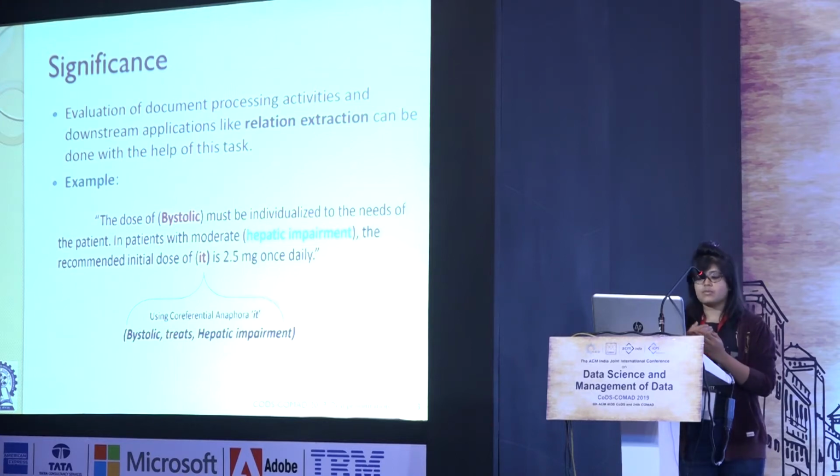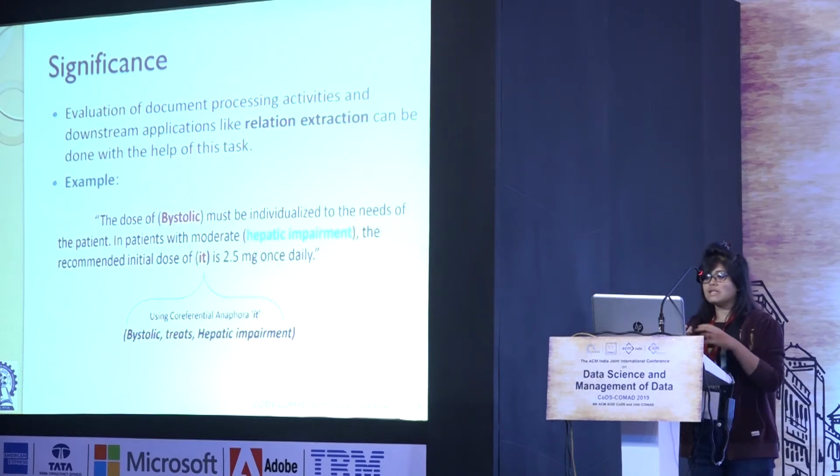So when we concatenate these two sentences and want to extract meaningful information, we need that Bystolic is used to treat hepatic impairment and the recommended dose of Bystolic is 2.5 milligram. So through the anaphora "it", we are connecting that Bystolic treats hepatic impairment.